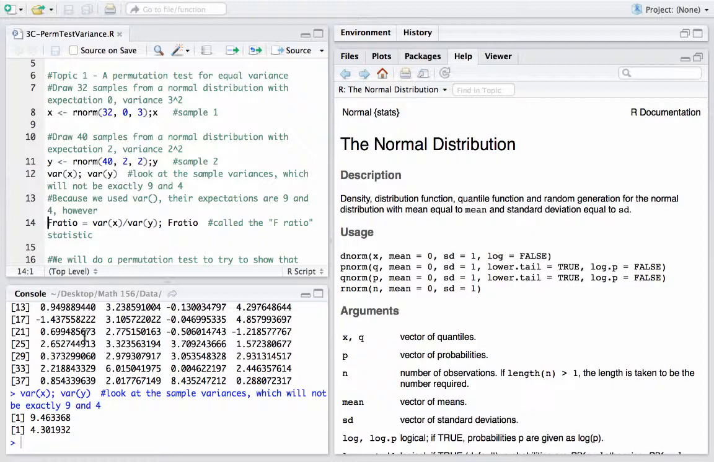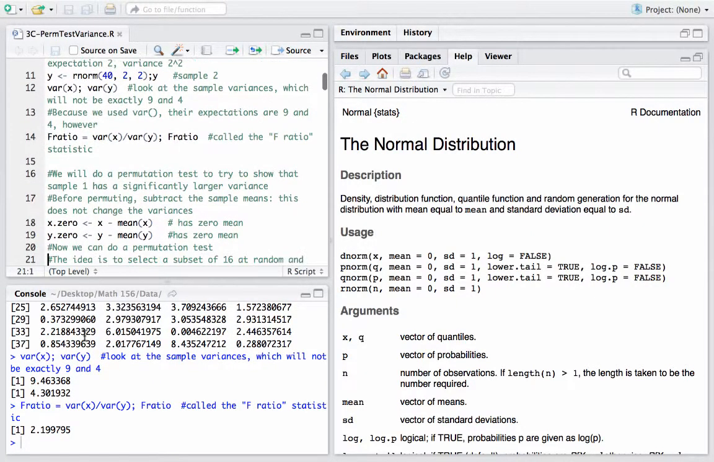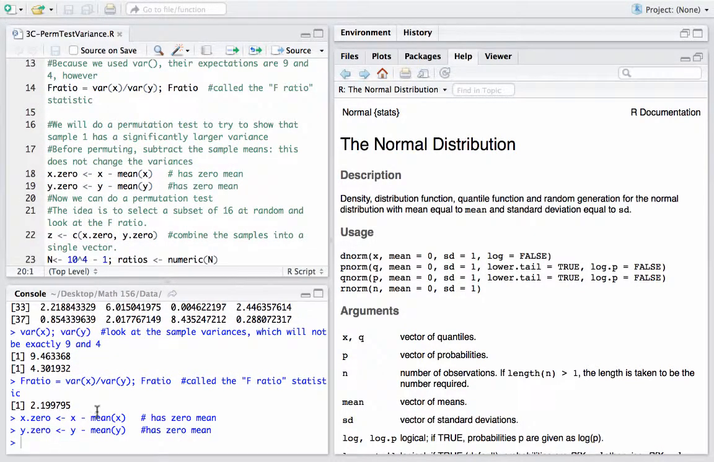Our test statistic is going to be what Paul's calling the F ratio, so we're just going to divide these two sample variances. Now we're going to permute these two data to see if this value of the F ratio is likely for two samples that have the same underlying variance. Before we do that, though, Paul removes the mean from each of these vectors. So we have x0, which is x minus the mean of x, and y0, which is analogous.